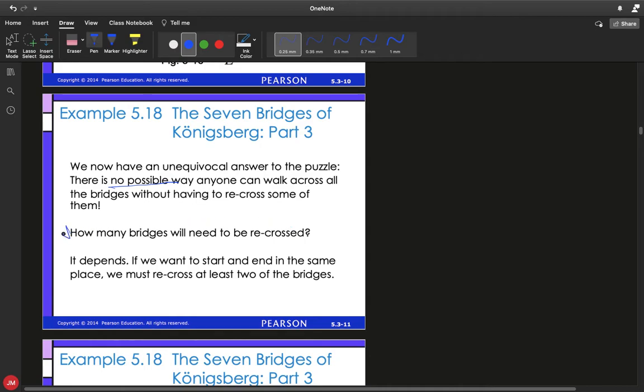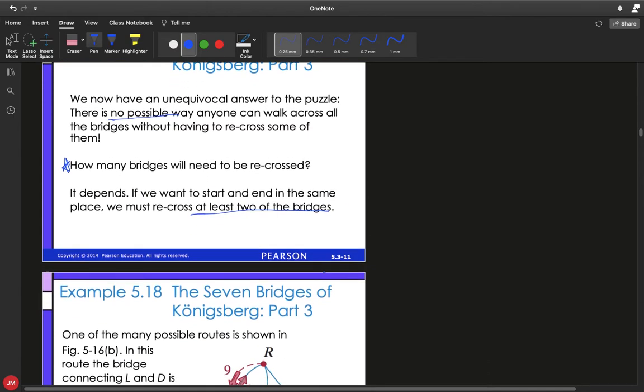So now, what that kind of leads us to is this question right here. And this is a big question. This will come into play with a lot of stuff that we'll talk about in section 5.4: exactly how many bridges are we going to have to cross more than once? Can we cross over just one extra bridge? Or are we going to have to go over a couple extra bridges? The answer to that is actually that we're going to have to cross at least 2 of the bridges, but it really kind of depends on how you draw it.